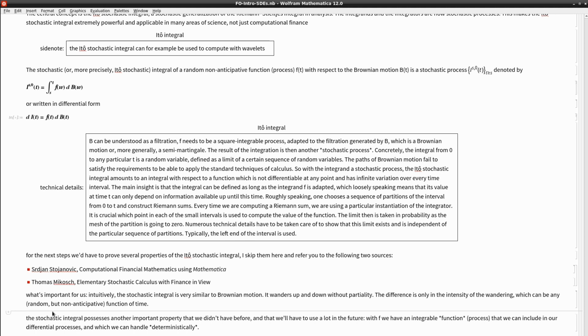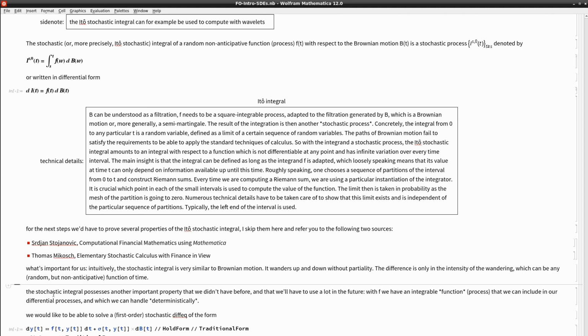It's now important to emphasize another important point. The stochastic integral possesses another important property that we will be using a lot in this track.